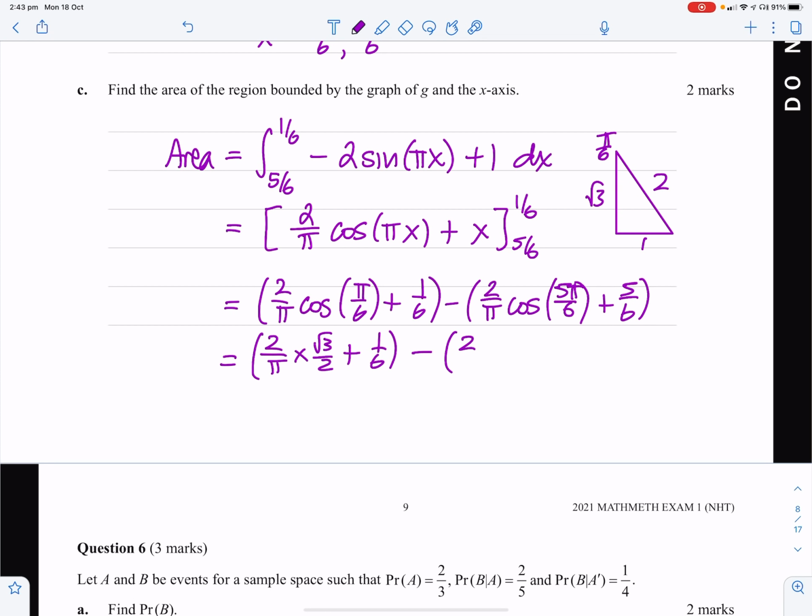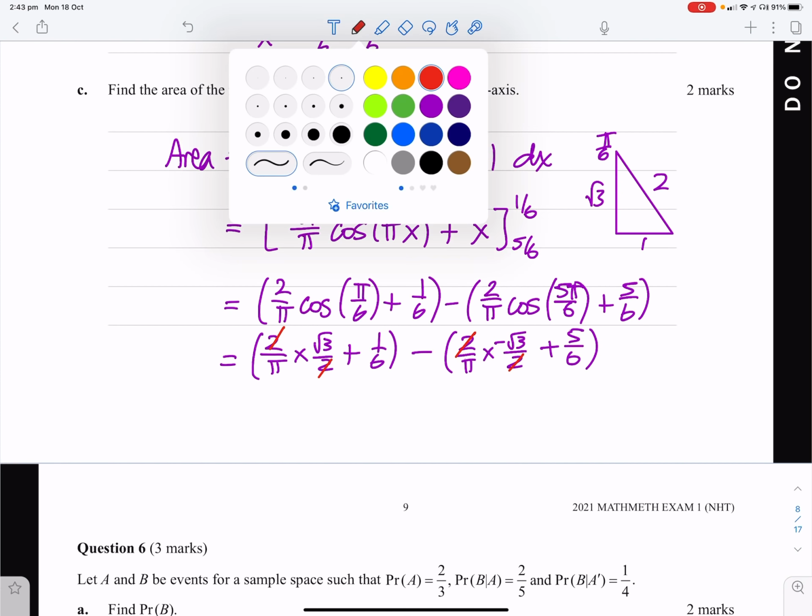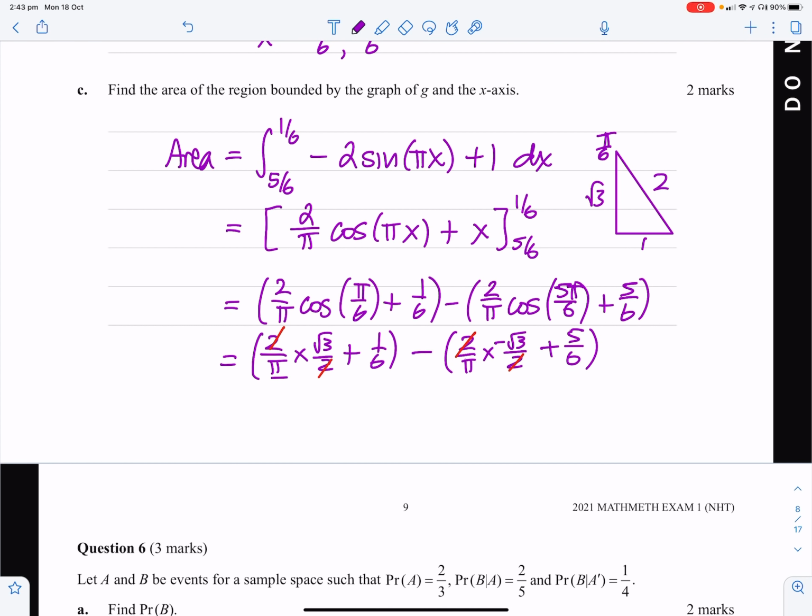So we get 2 on pi times minus root 3 on 2 plus 5 on 6. We know they cancel. I've got root 3 on pi minus root 3 on pi, 2 root 3 on pi, and then I've got 1 6 minus 5 6, which is minus 4 6, or 2/3 square units.